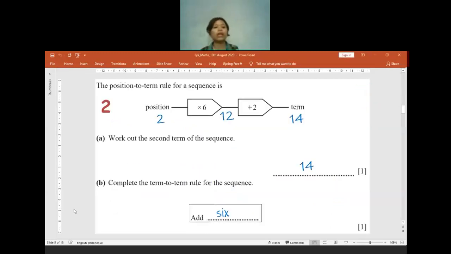For the question 2, we already have the position to term rule. But in here, the position to term rule is not written in words, but it's shown as a function machine. So we are going to use this function machine to find out the second term. It says second term. It means the position number is number 2, because second term is 2 with the letters nd, something like this. So we already have the position, which is 2, and then we follow the function machine. 2 times 6 will be 12. 12 plus 2, it will be 14. So it will be 14 only.